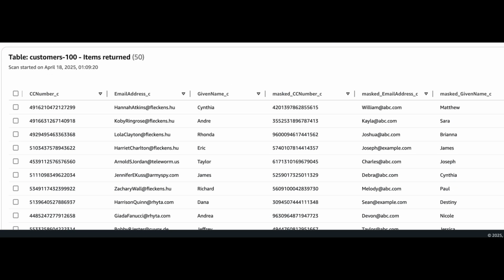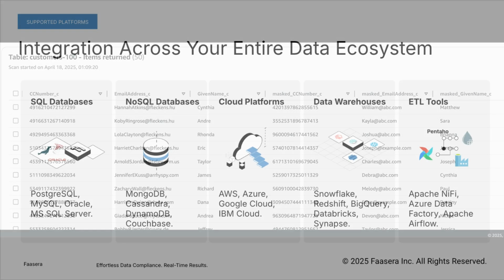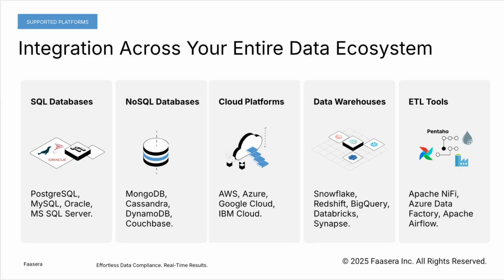Of course, DynamoDB is just one example. Faasera integrates across the board with SDKs, plugins, REST APIs, and cloud-native connectors that work with RDS, S3, Kafka, Snowflake, BigQuery, and many others. Wherever your data lives, Faasera brings compliance directly to it. No custom rewiring, no patchwork workflows. This is just one example of Faasera in action.